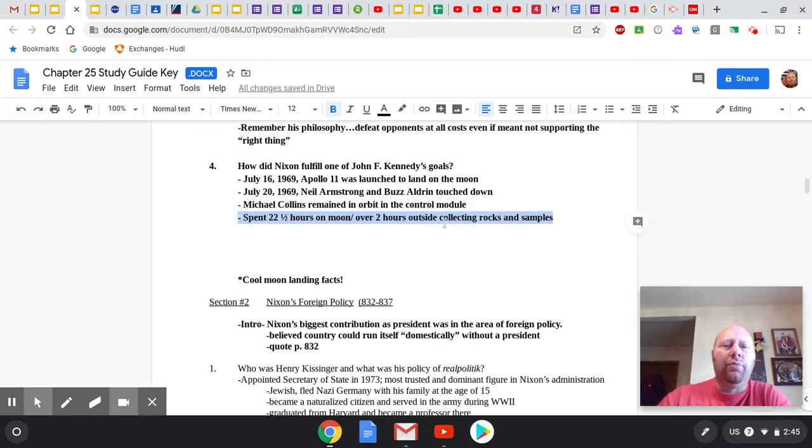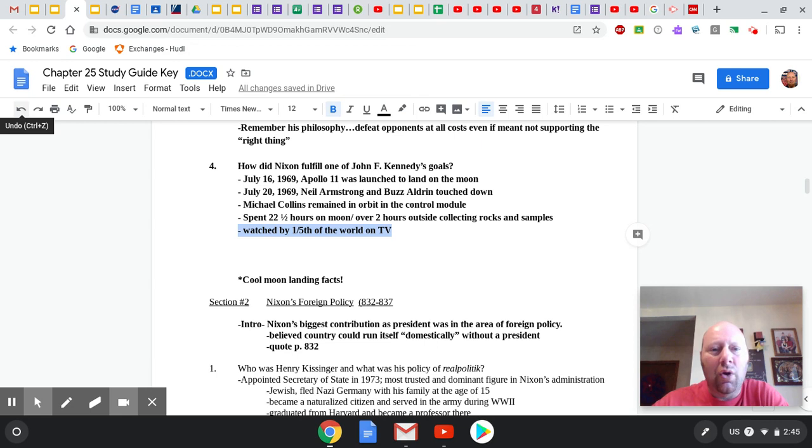Buzz Aldrin and Neil Armstrong spent 22 and a half hours on the moon, about 2.5 hours or so outside of the Eagle, collecting rocks and samples and things like that. I'm going to give you some cool moon landing facts here at the end of this. This event was watched by about a fifth of the world. Billions of people watching this on TV. Everybody was tuned in to check this out.